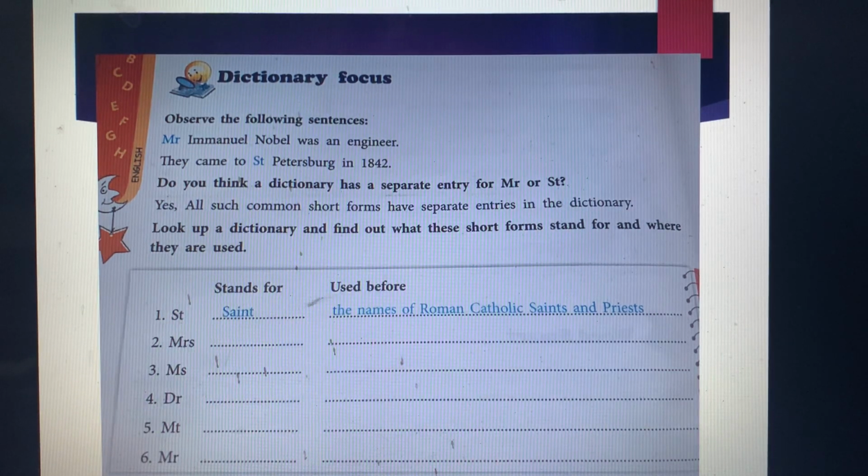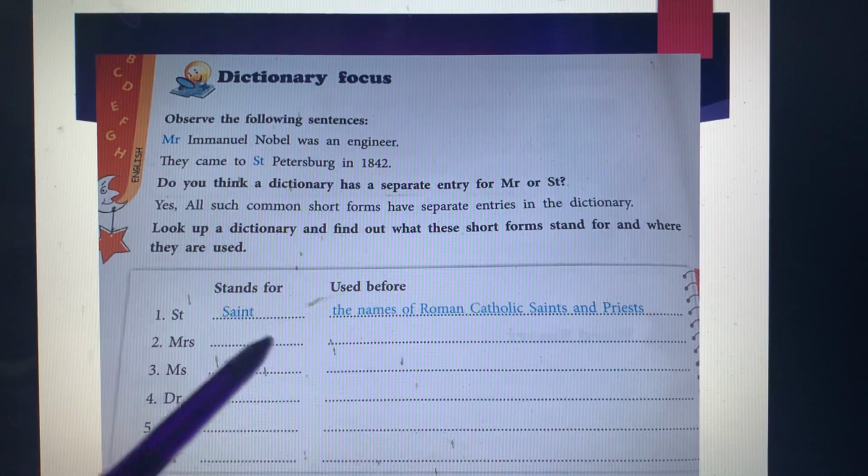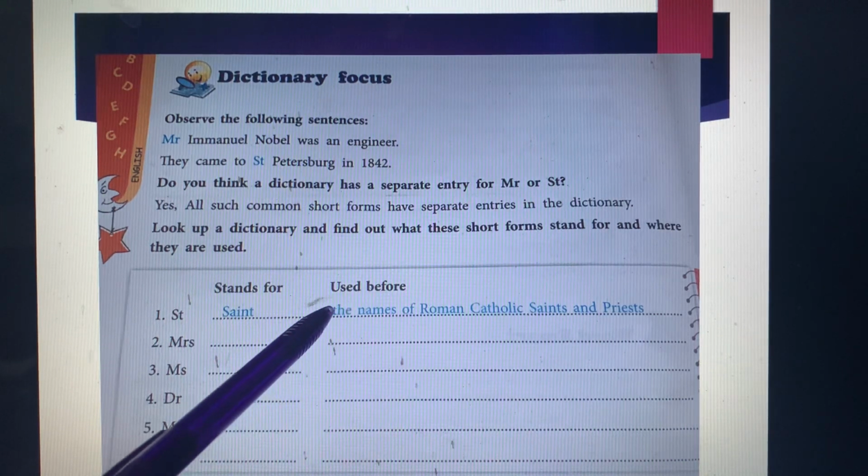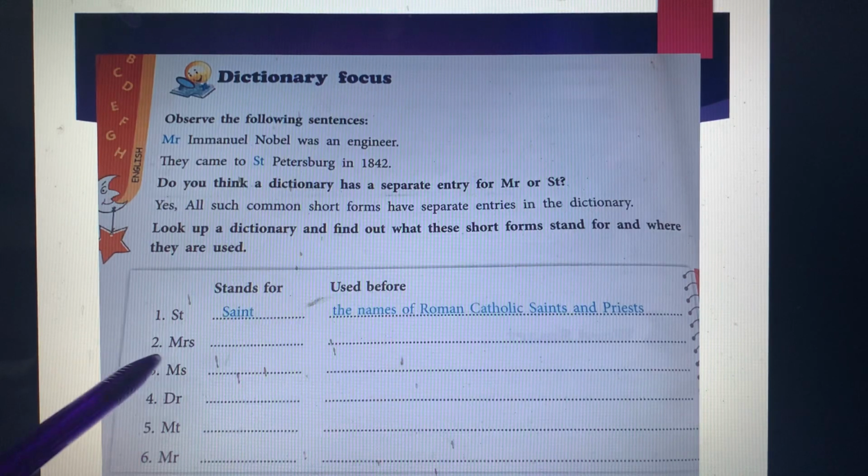तो आपको बताना है कि ये short forms हैं जो भी ये लिखी हैं कहाँ पे यूज़ होती हैं और मीन्स किस लिए स्टैंड करती हैं, क्या इनके फुल फॉर्म होती है और ये कहाँ पे यूज़ होती है. ST saint, the name of Roman Catholic saints and priest, pujari. MRS, MR is Mrs. It is Mrs. and it is used for the married lady.